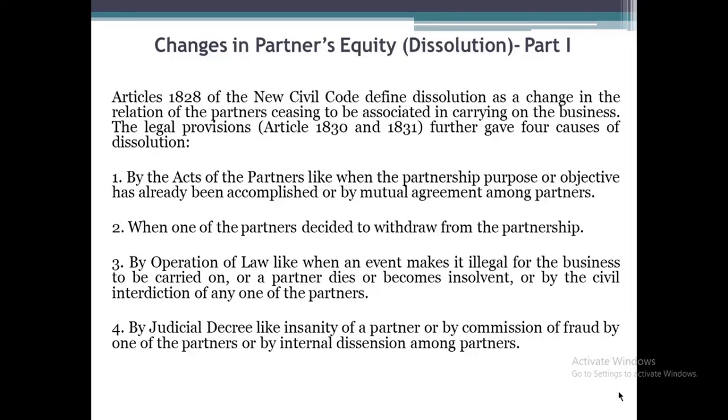Ayan. Number 4 is by judicial decree, like insanity of a partner. For example, nabaliw yung isang partner, napunta sa mental hospital, syempre, incapable na siya para mag-run ng business. So, i-dissolve na nila yung partnership nila. Ayan. So, i-revise din nila yung articles of co-partnership ng natirang partners.